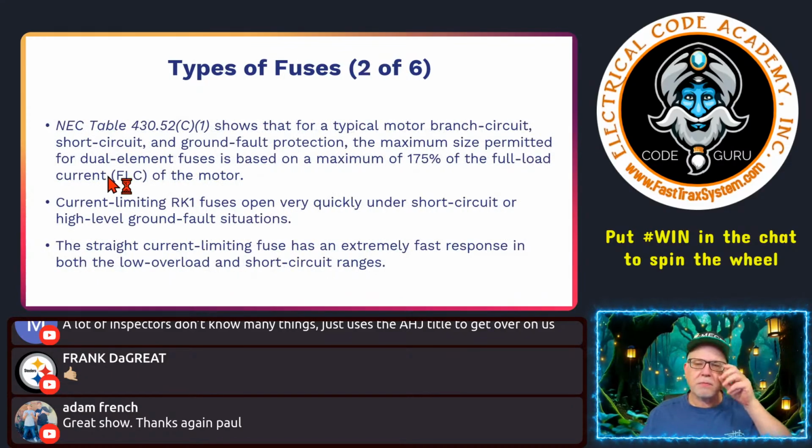All right. Now, table 430.52. Okay. Y'all are familiar with 430.52. That's the short circuit and ground fault protection tables for motors. It shows that the typical motor branch circuit, short circuit and ground fault protection, it says the maximum size permitted for a dual element fuse. Okay, so there's a maximum size in that table. I'm sure y'all have seen that little table. You should be familiar with it if you're familiar with motors.